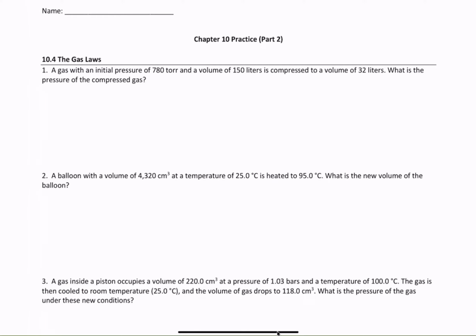In this second worksheet for chapter 10, we're going to explore the gas laws. You will have to read the problem carefully, extract the information, and analyze what information is given in order to correctly set up the problem. Problem 1.